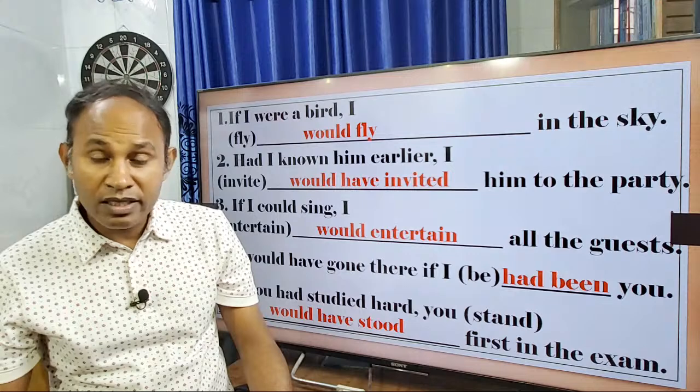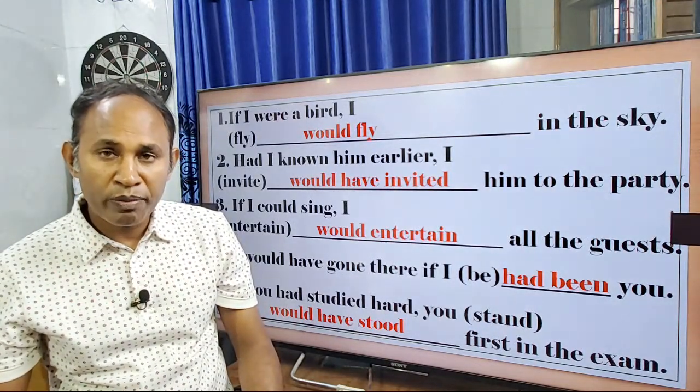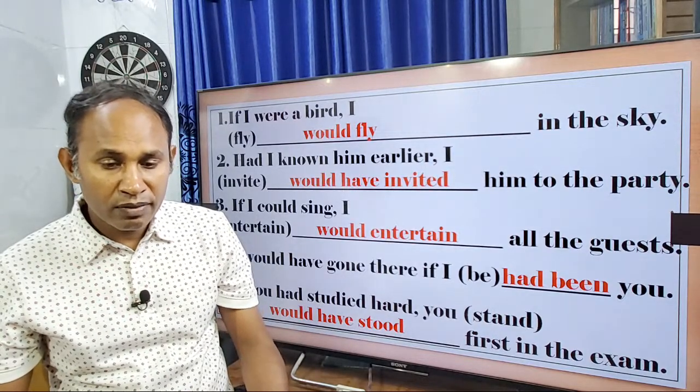And here, this is the third conditional. That's why you will have to use would, could, might, have plus V3. Probably you understand that. You're wrong.